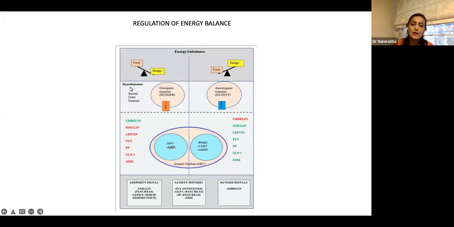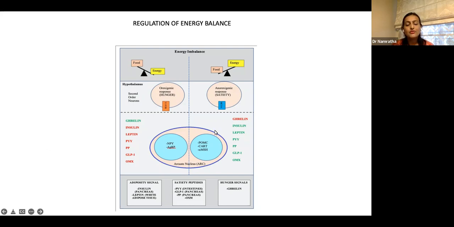As we all know, the hypothalamus is the main area which regulates the appetite. So there are two centers, the hunger center and the satiety center. So there are numerous signals. The hunger signal is predominantly mediated by ghrelin, which is produced by the gastrointestinal or the stomach mucosa. The satiety signals are mediated by peptide YY, GLP-1, and pancreatic polypeptide. And adiposity signal, that is a signal of adequate energy, is mediated by insulin and leptin.